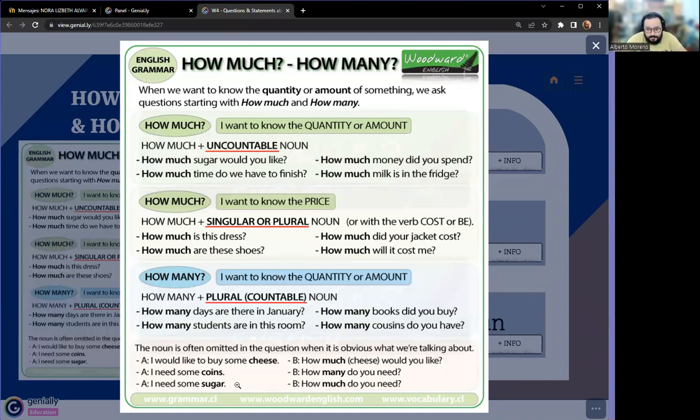Bueno, cuando es obvio de lo que se está hablando, cuando ya se mencionó con anterioridad. Y aquí tenemos algunos ejemplos. Persona A dice, I would like to buy some cheese. Me gustaría comprar queso. Y la persona B pregunta, how much would you like? ¿Cuánto quieres? No es necesario volver a repetir el queso, porque es obvio que la persona A está hablando del queso. Así como en el ejemplo, I need some coins. How many do you need? I need some sugar. How much do you need? Lo que sí es importante es seguir la regla de much y many, contables y no contables.